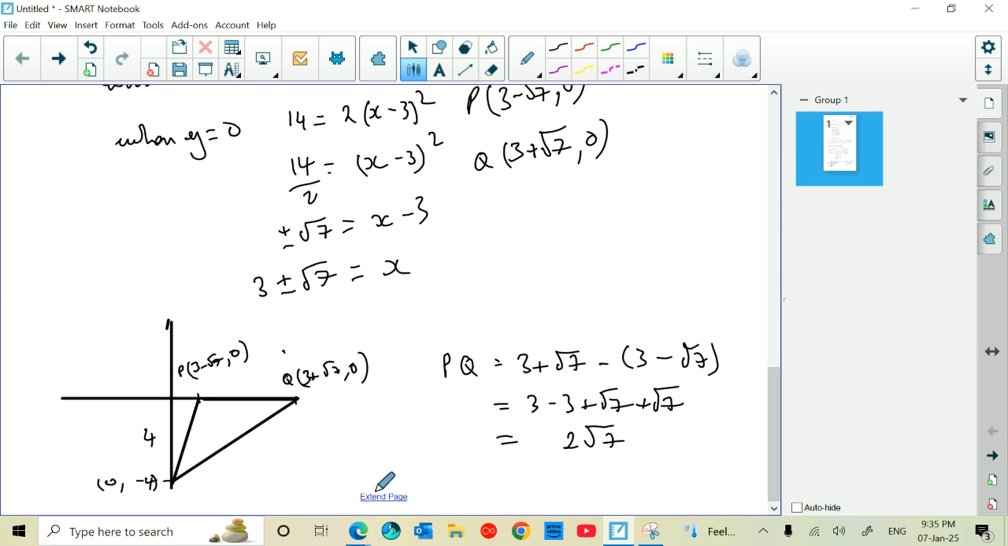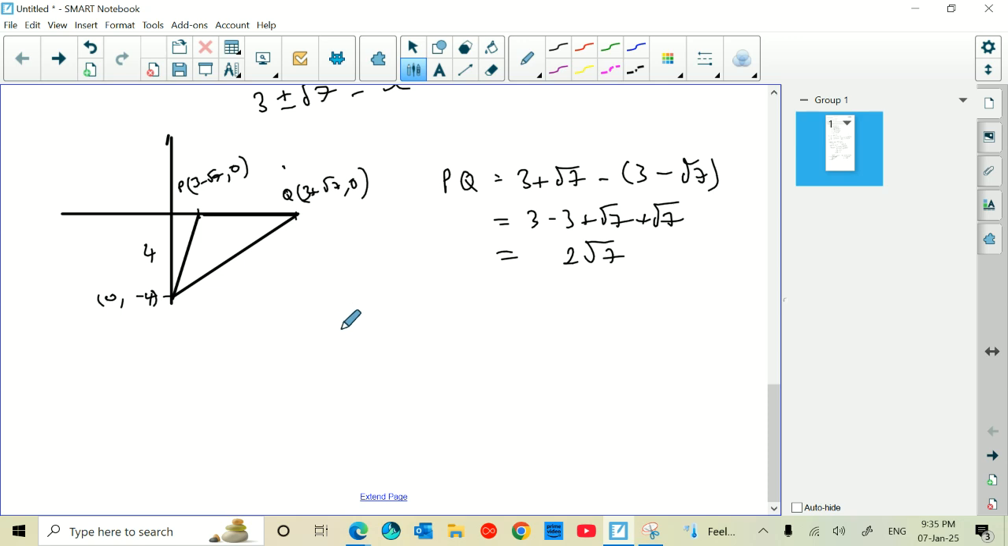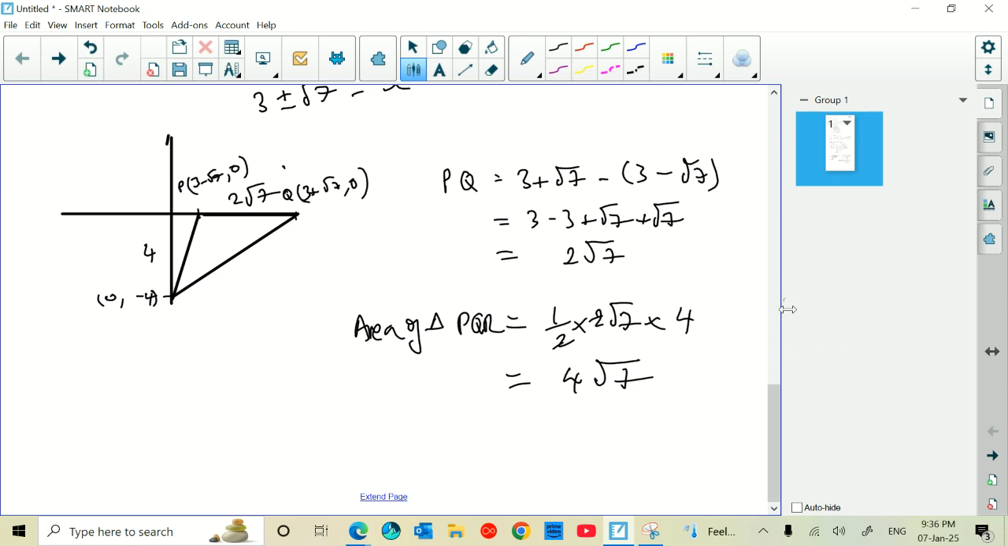Now, the area of triangle PQR must equal a half times the base, which is 2 root 7, and times the vertical height of 4. And this gives me, well, the 2s cancel, and this just gives me 4 root 7. And that's your 4 marks. So 7 marks in total there.